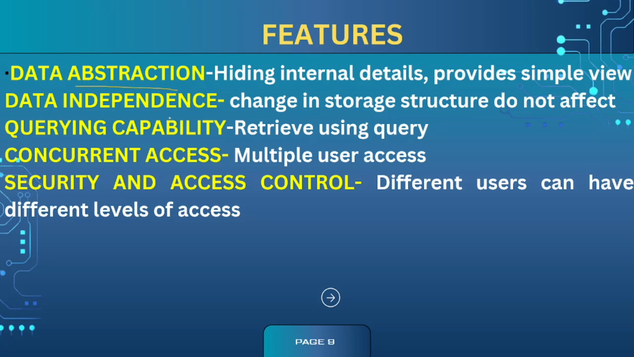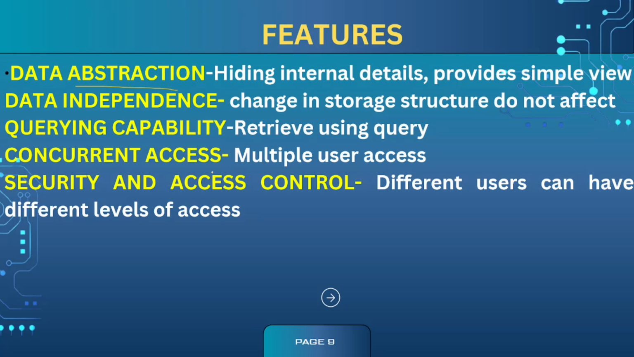And next one, data independence. Change in storage structure does not affect. So whatever structure you are changing in one particular column, it is not going to affect all the other columns or rows. That is called data independence. Next one, querying capability. You can use the query, right? For example, if you want to retrieve the 70,000 salary, there is a command called select, right? By using that, you can retrieve the data. It will be very easy for the DBMS.